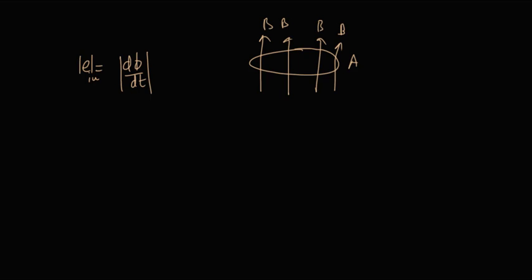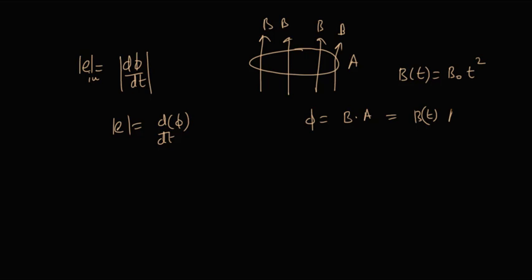And let's say this magnetic field is changing with time such that B(t) is equal to B naught t squared, where B naught is some constant and this is a function. So if I have to calculate the induced EMF in this coil, I can write E is equal to d by dt of phi, and phi is equal to B into A. Here cos 0 is equal to 1, that is B(t) into this area.